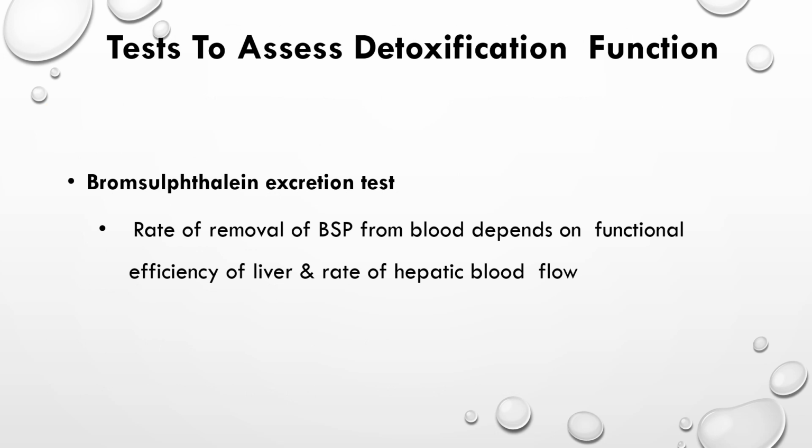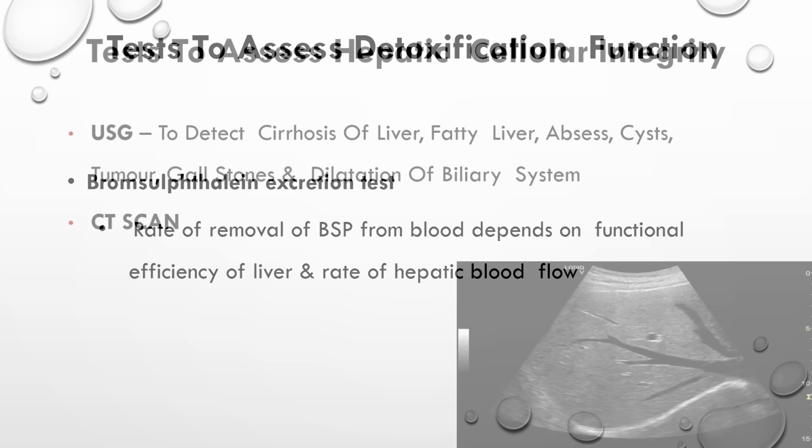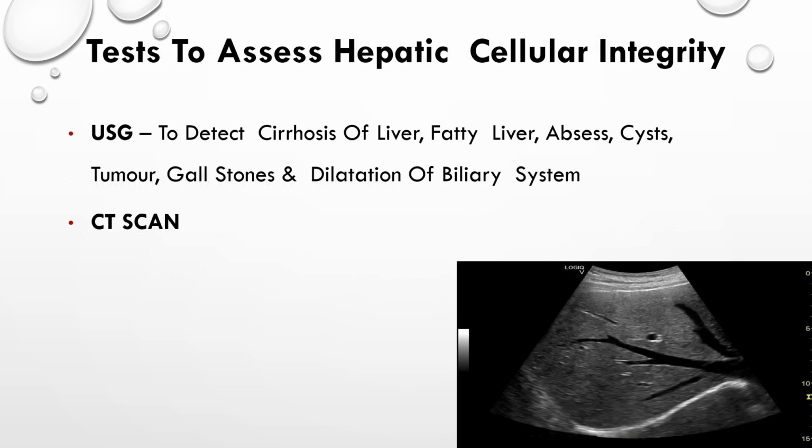Test to assess the detoxification function: the bromsulphalein excretion test is done. Tests to assess the hepatic cellular integrity: the ultrasound helps to detect cirrhosis of the liver, fatty liver, any abscess, tumor, gallstones, and dilatation of the biliary system if there is any obstruction in it, and also the computed tomography scan.